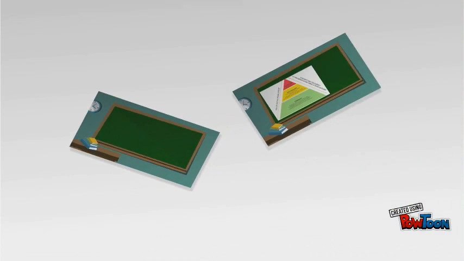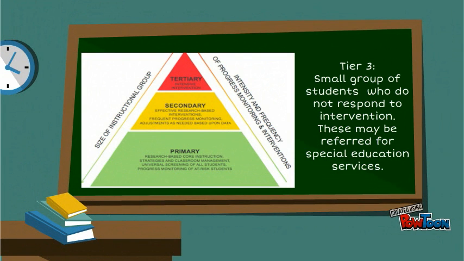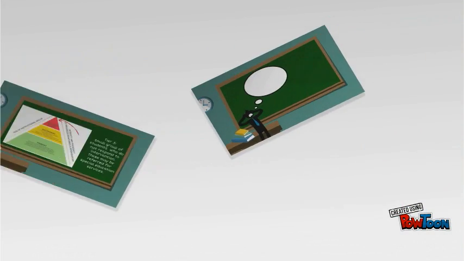Even after receiving these more intensive instructions in Tier 2, there will still be some students who haven't mastered course content or for whom the interventions aren't working. Those students are going to move up to Tier 3, which represents the most intensive and most individualized instruction. These are the 5 to maybe 10% of students that would be referred to special education services.